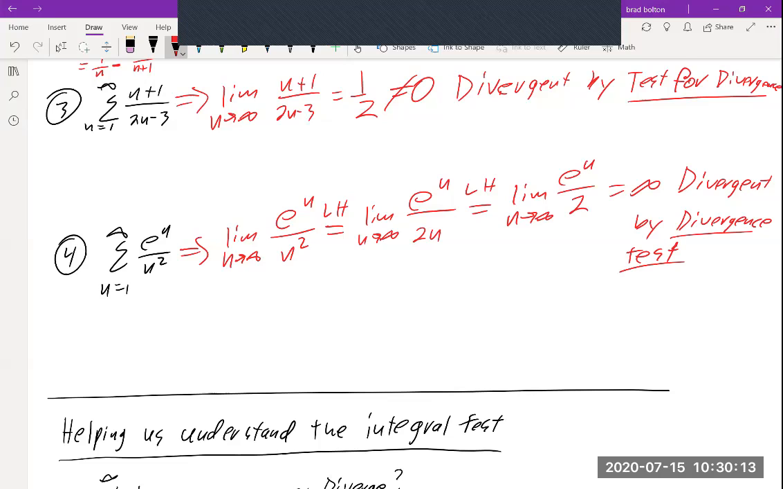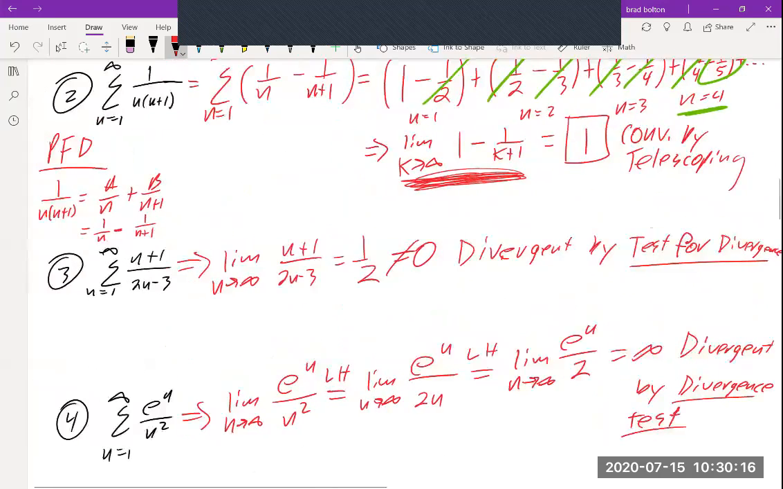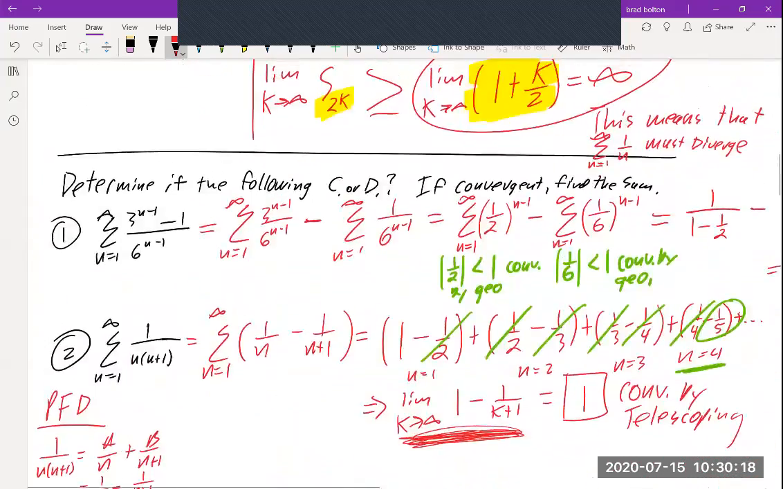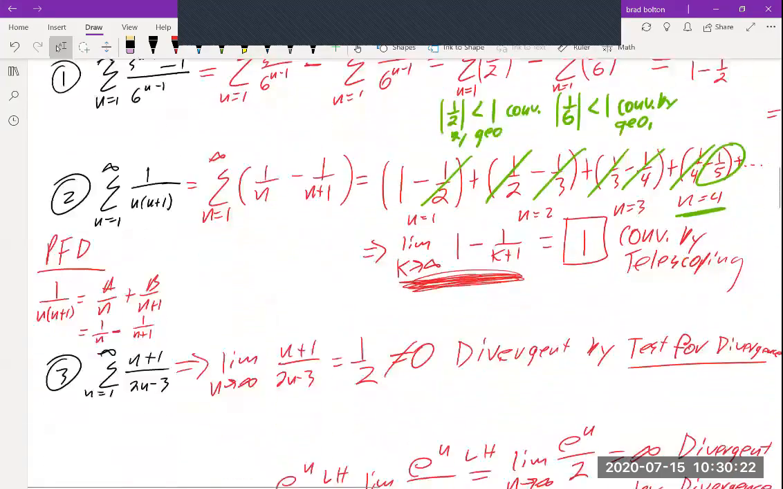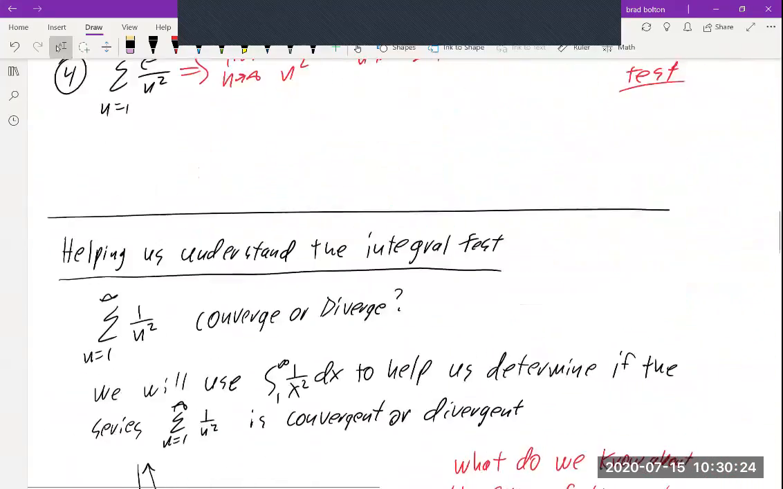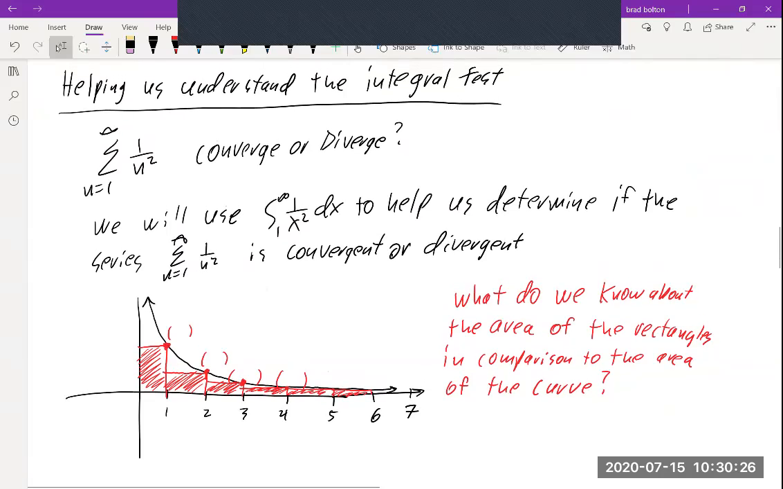So that's a pretty straightforward way you can use the divergence test, or you can use some of the other information we used, splitting two convergent series to find a convergent sum, or using the telescoping series. So now we have to talk about the integral test. So we're going to do this. This is a little explanation.